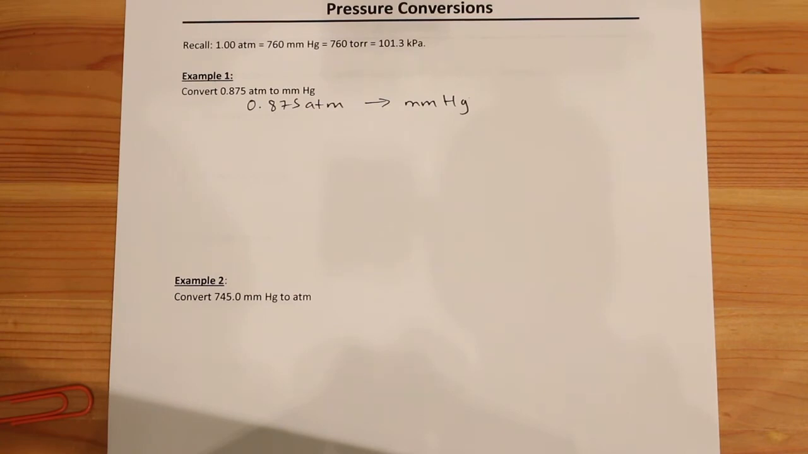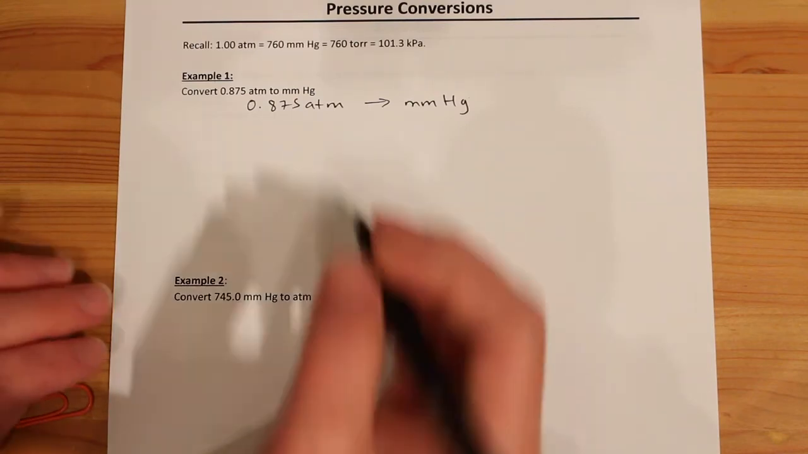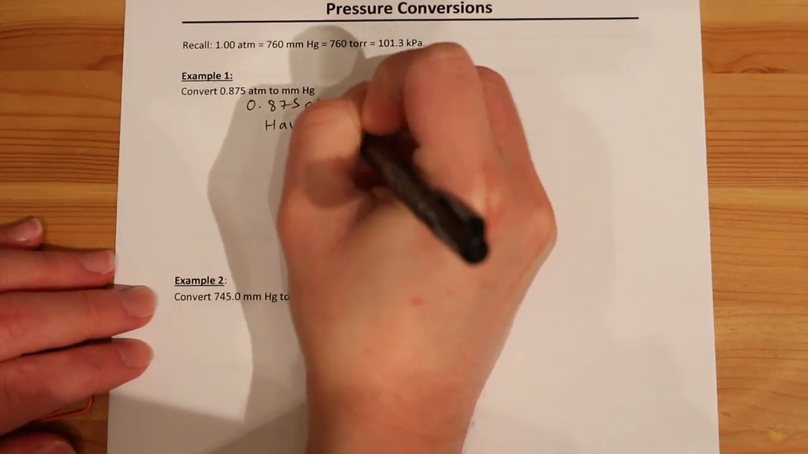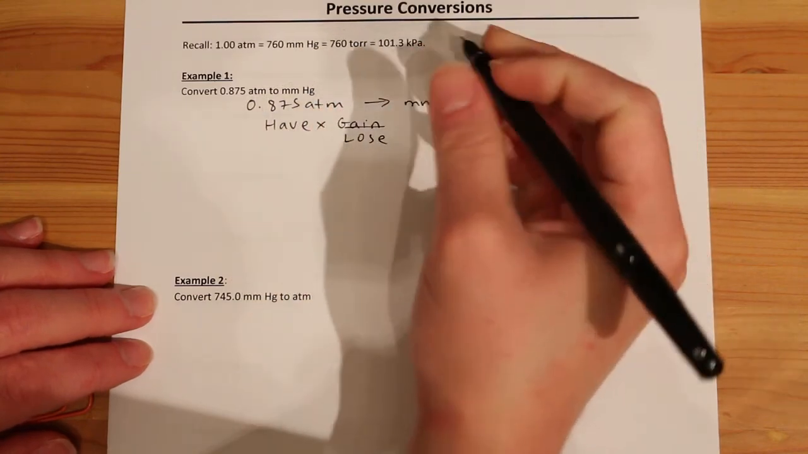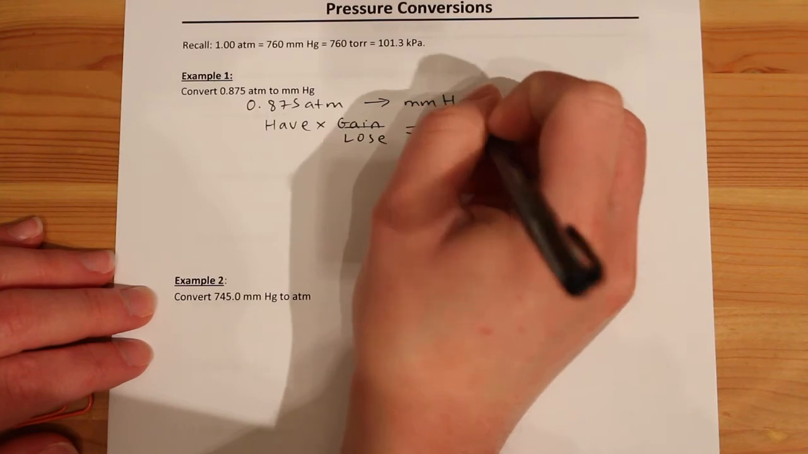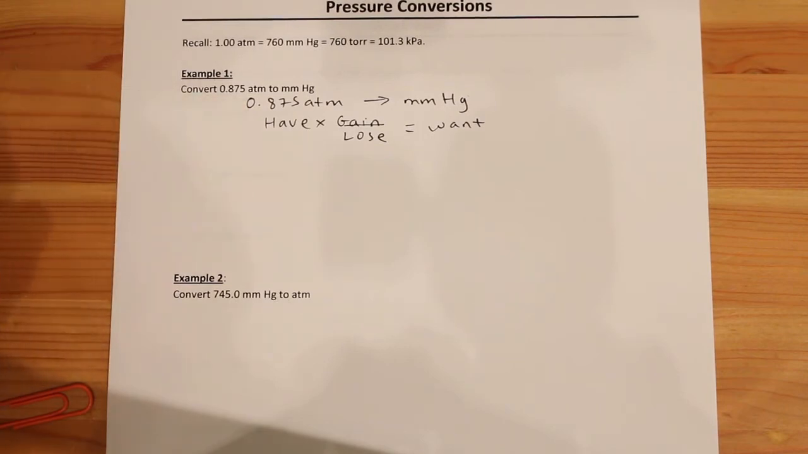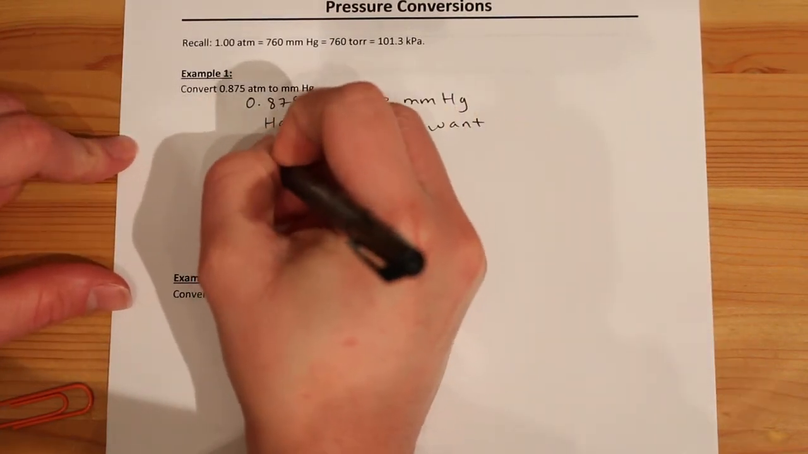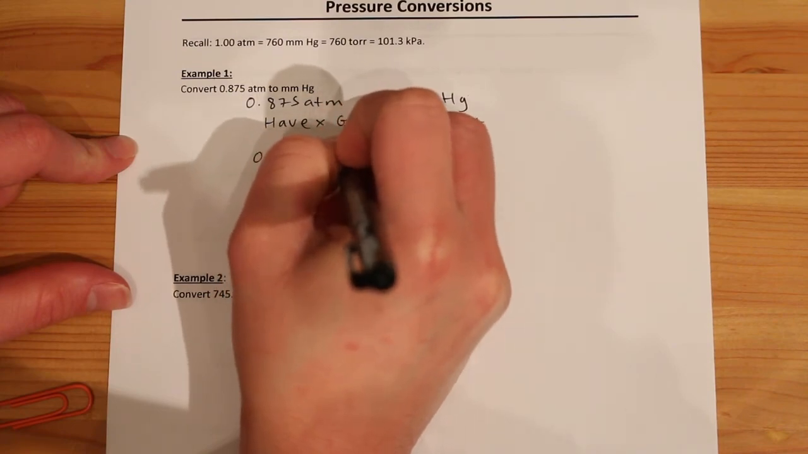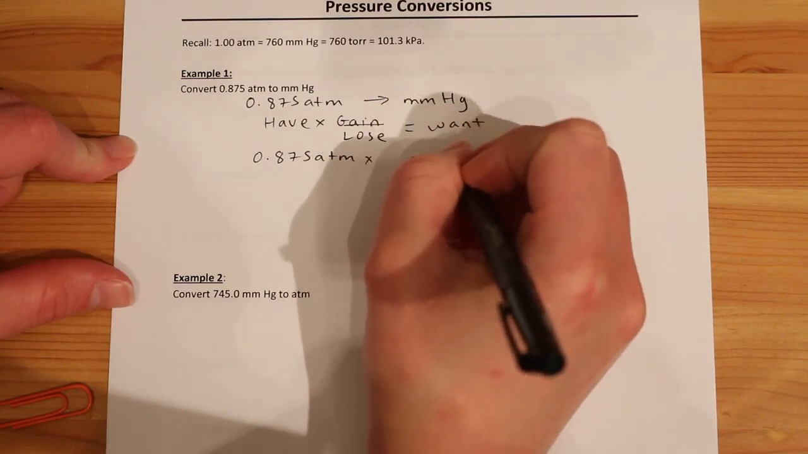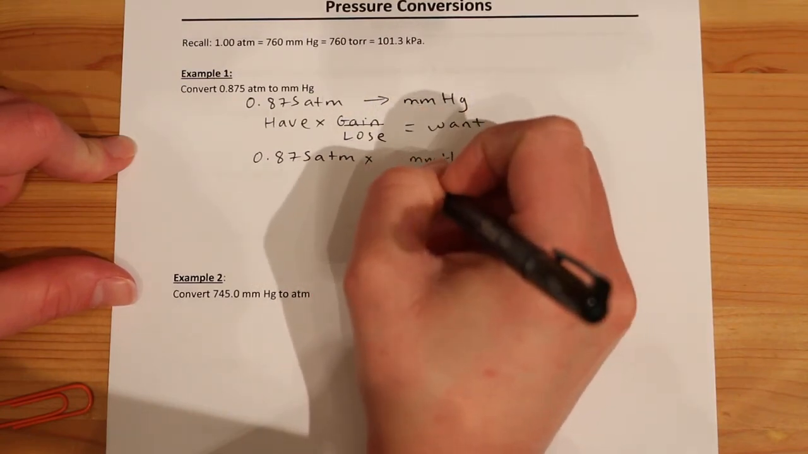So the first thing we can do is use the formula that we've learned previously, which is multiplying what you have by what you want to gain and dividing it by what you want to lose, and that'll give you what you want. Remember that the units for what you have and what you want to lose are always going to be the same. So what we have currently is 0.875 atmospheres. Okay. What we want to gain are millimeters of mercury. What we want to lose are atmospheres.